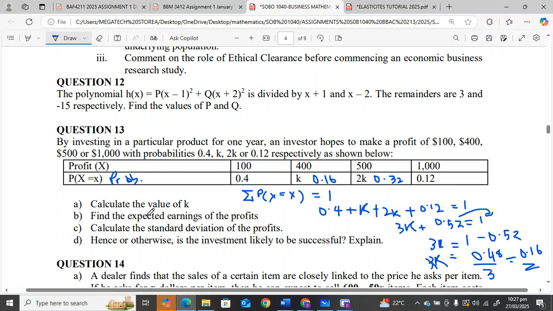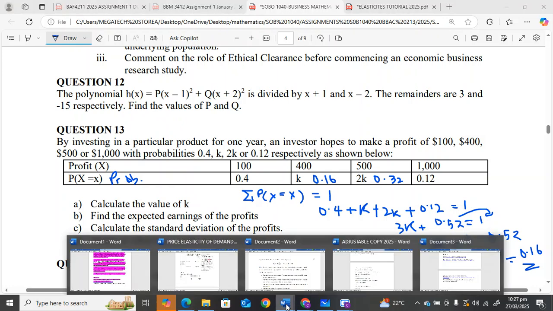Part B, find the expected earnings of the profits. So basically, we just want to find what is the average profit for this product. We're just asking ourselves, what is the average profit? If I invest in this particular product, what would be my average basically? Let me just take this to the board.